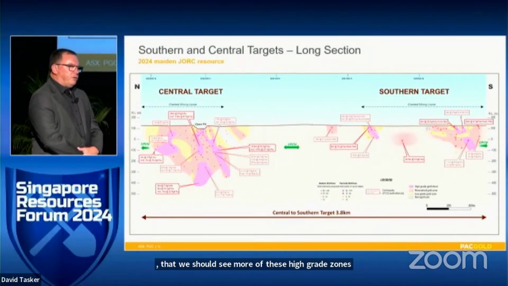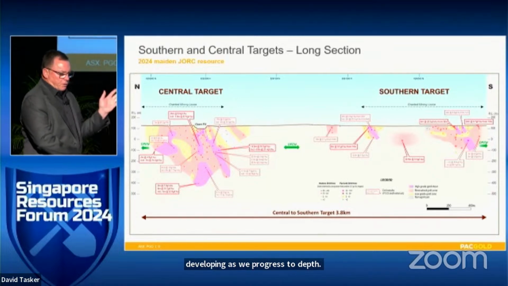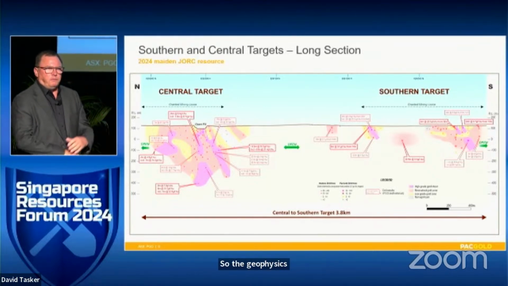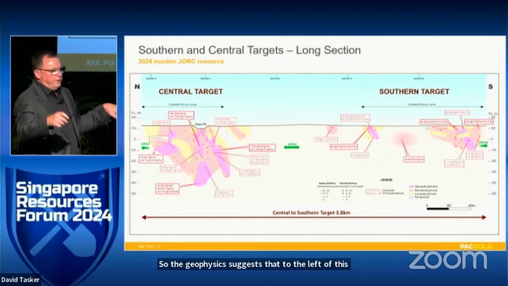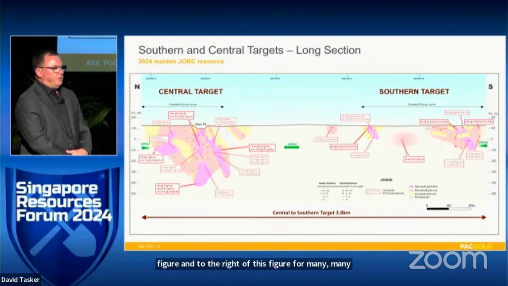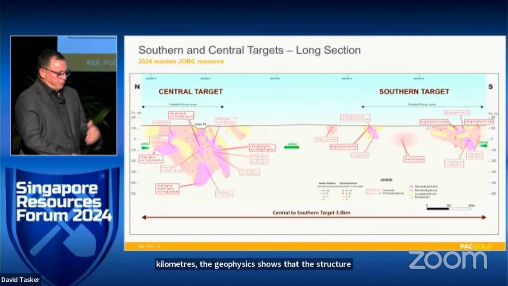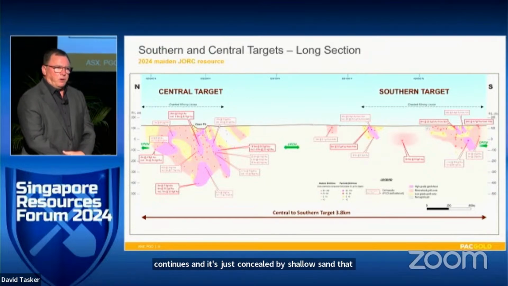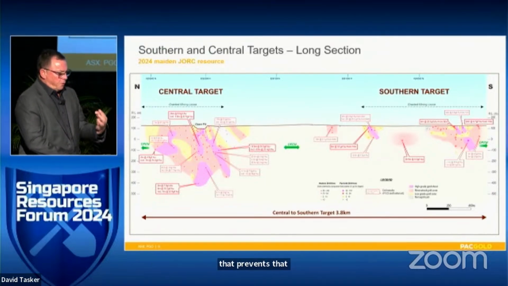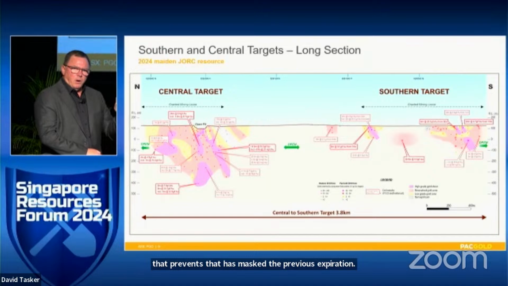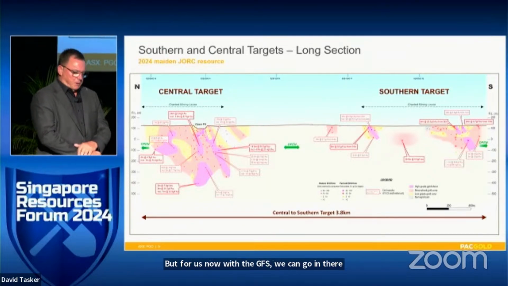The geophysics suggests that to the left of this figure and to the right of this figure for many, many kilometres, the structure continues, and it's just concealed by shallow sand that has masked the previous exploration. But for us now, with the geophysics, we can go in there with targeted drilling to be more successful.